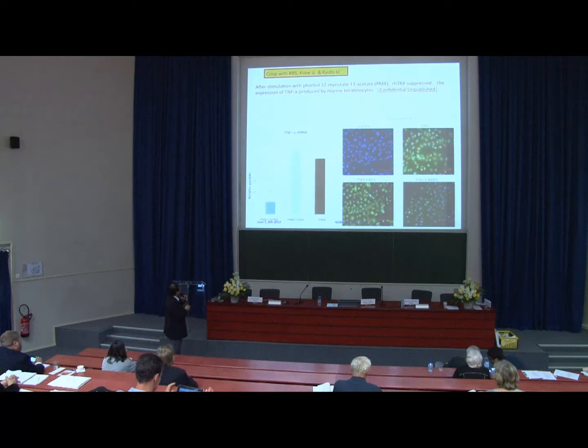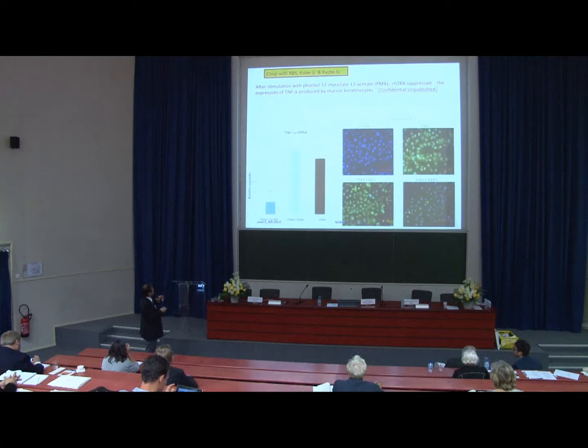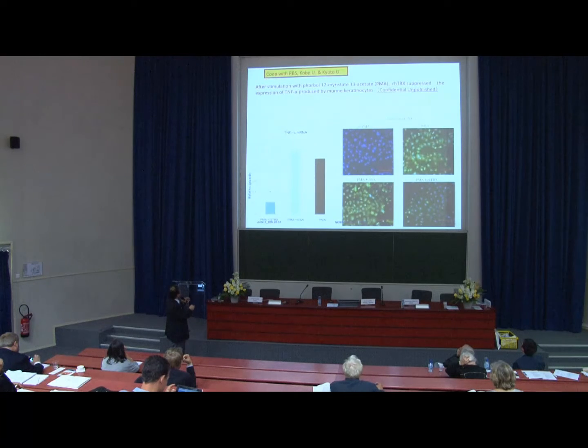This is unpublished data. After stimulation with PMA, the phorbol ester that is a major component of croton oil, the recombinant thioredoxin clearly suppressed the expression of, in this case, TNF-alpha production from the murine keratinocyte cell types, as shown here. The BSA is here, PMA is here. With the addition of thioredoxin in the outside of the culture media, you will see the very clear inhibition of the TNF-alpha message production.